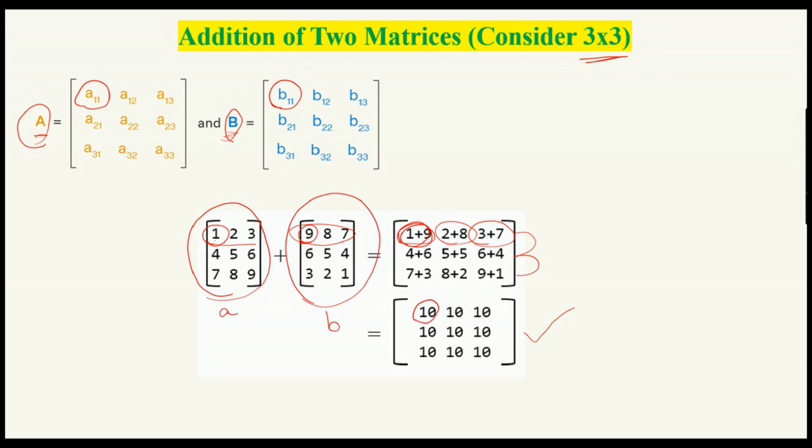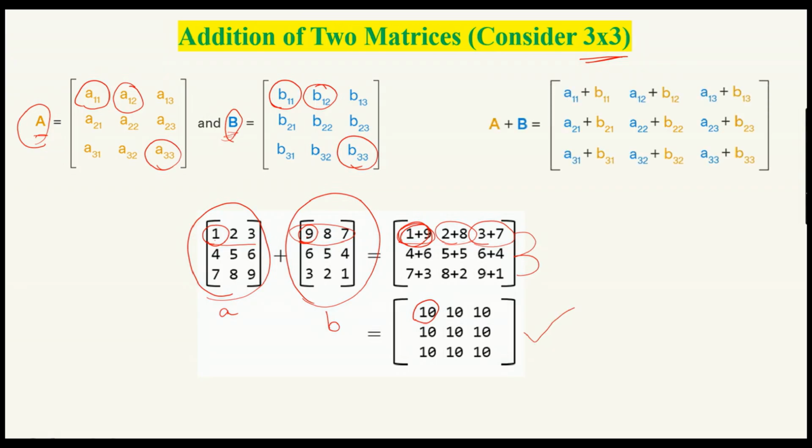So in my resultant C array, the formula will be A11 plus B11, and the second element will be A12 plus B12. The last element will be A33 plus B33. So this will be my final operation, A plus B. Now if you observe here, A11 plus B11 means the first element in the first array and the first element in the second array.